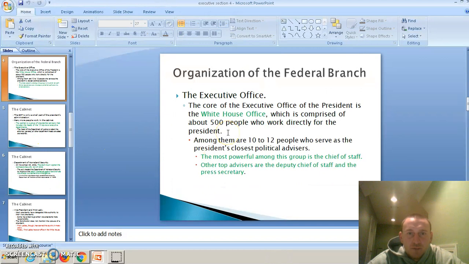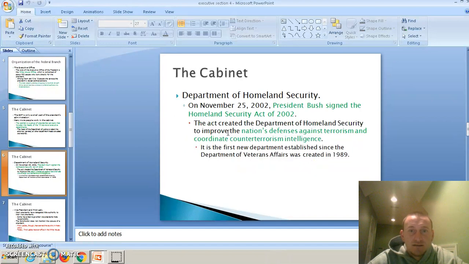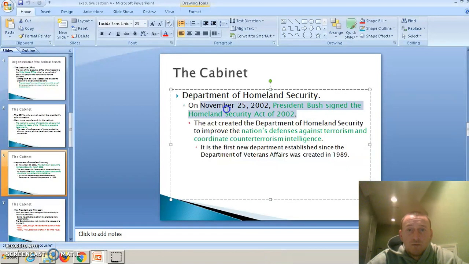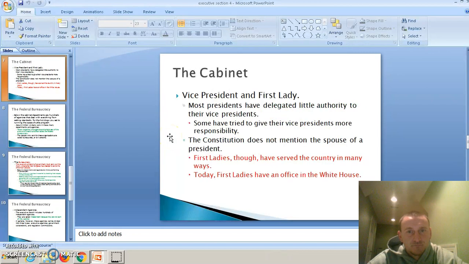Know the president lives in the White House. You should know that. Pretty self-explanatory. The president chooses the advisors for each department. President Bush, Department of Homeland Security passed in 2002. Pretty much Homeland Security goes against terrorism. Know what it is and know who did it. George W. Bush. Not senior, junior. The First Lady is obviously the president's wife.